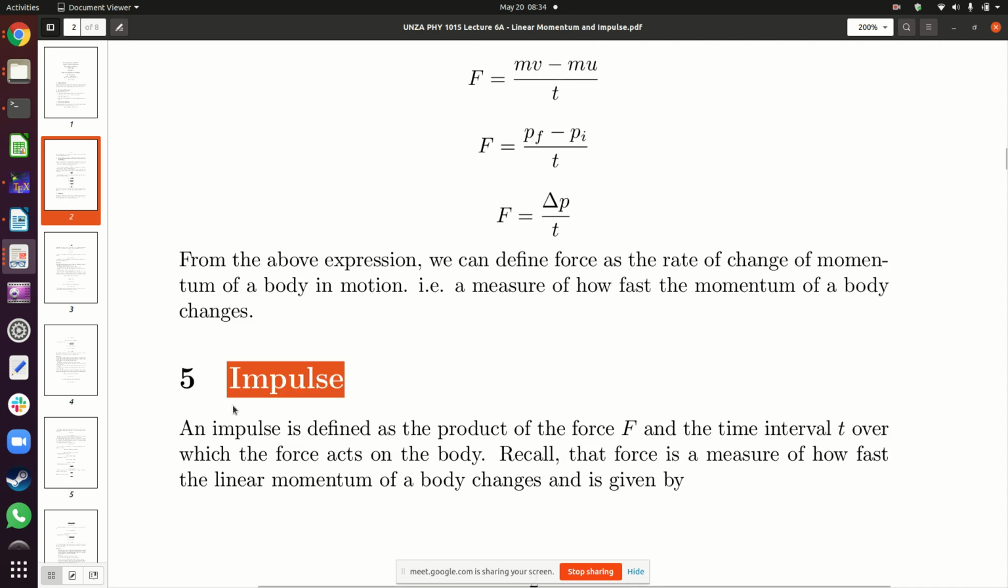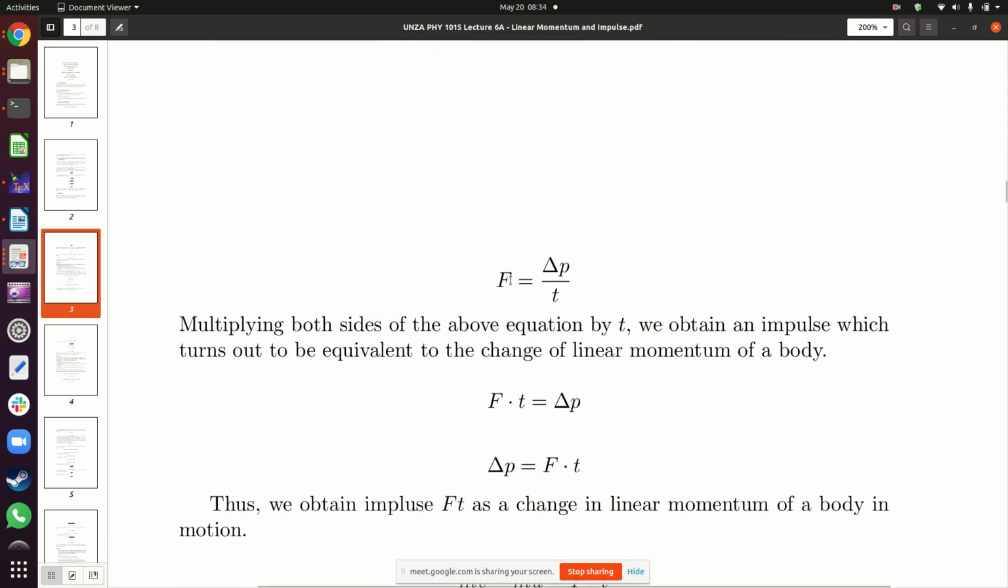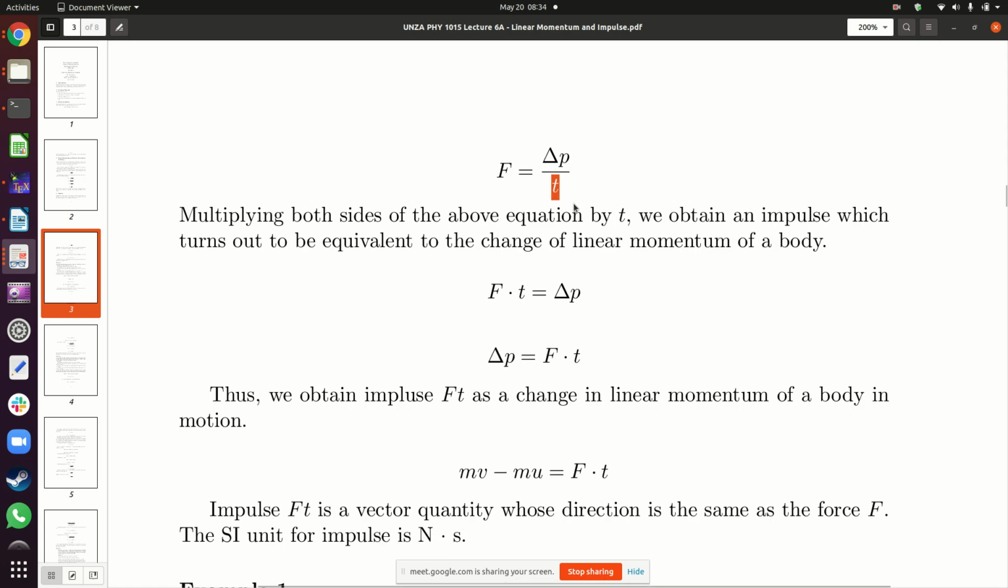The definition of impulse is based on this formula which you have here. So what we do is we simply make this bit, delta P, the change in linear momentum, the subject of the formula. We start with the external force, or resultant force, equals the change in linear momentum divided by the time. So we multiply by time on both sides, and we end up with Ft equals the change in linear momentum.